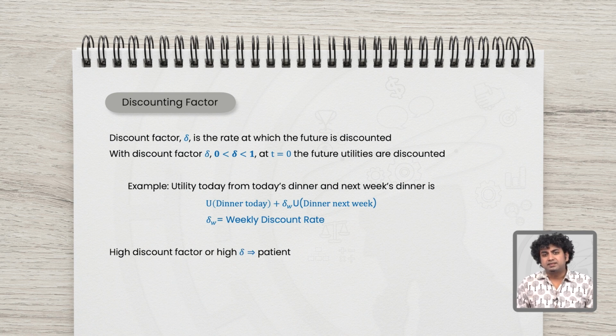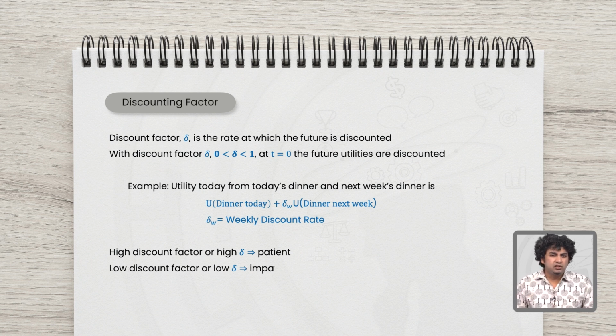So now think of a person who has a high delta. What will you call that person? High delta essentially means this person values dinner next week almost at the same level as dinner today. So what kind of a person is he or she? The person is a patient human being.